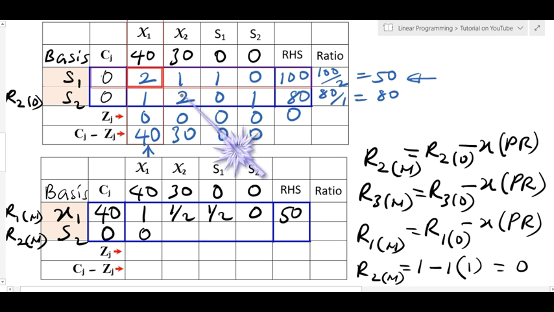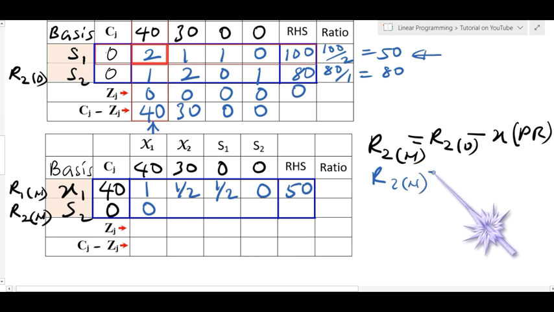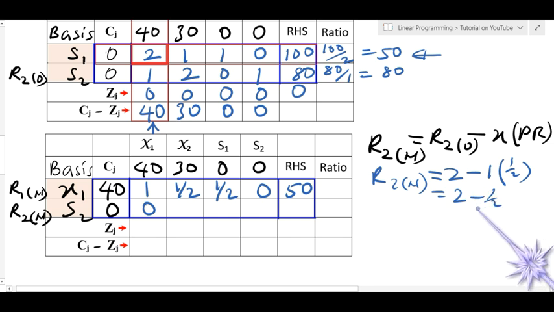Let's go for the next one. I want to treat this value here. For this point here, R2 new is equal to R2 old. You go to the old position there, which is 2, 2 minus x. X is the factor, this point here, 1, minus 1 into the pivot row. Where's the pivot row? It is 1 over 2. That will be equal to 2 minus half, which is equal to 1.5, which is 3 over 2. So here it's going to be 3 over 2.